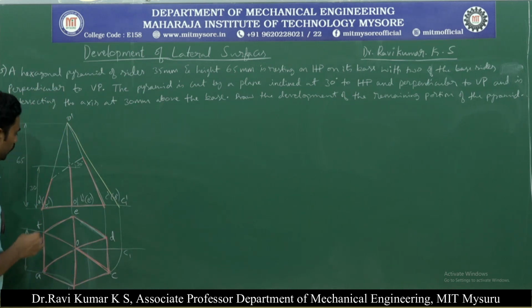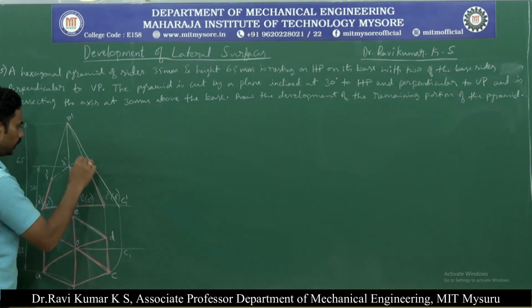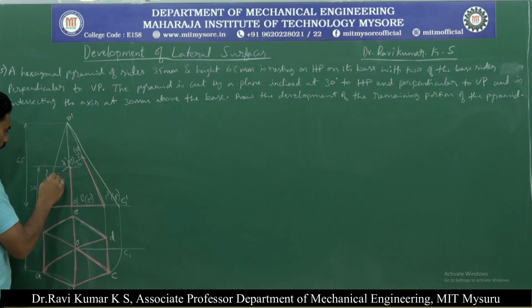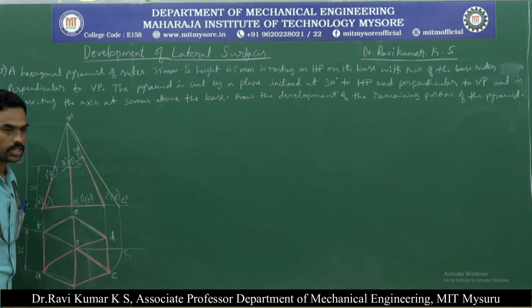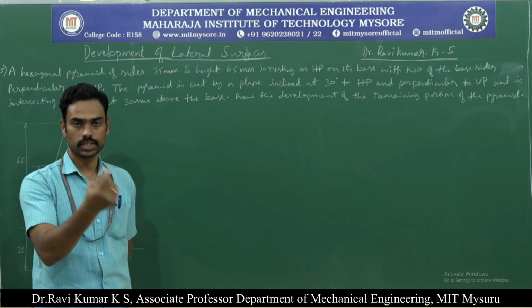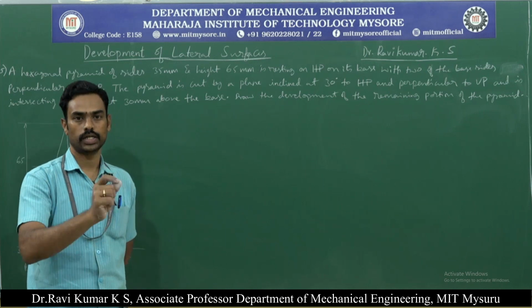Now identify all the points where the section plane cuts the lateral edges. OA is cut by the section plane at this particular point, 1 dash. OB, 2 dash. OC, 3 dash. OD, again that particular point only, which is 4 dash in bracket. OE, 5 dash in bracket. OF, 6 dash in bracket. Since it is a hexagon, you will find 6 different edges. So the section plane cuts the 6 different edges at the points 1 dash, 2 dash, 3 dash, 4 dash, 5 dash, 6 dash.